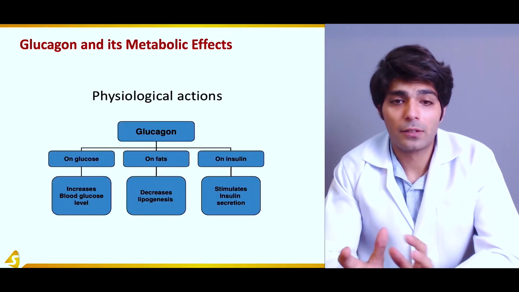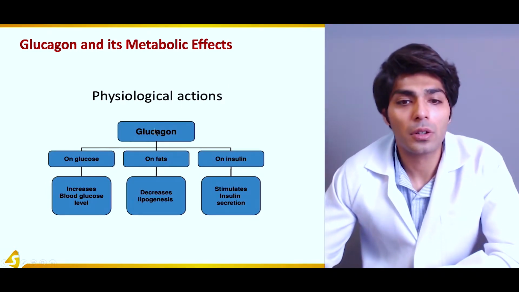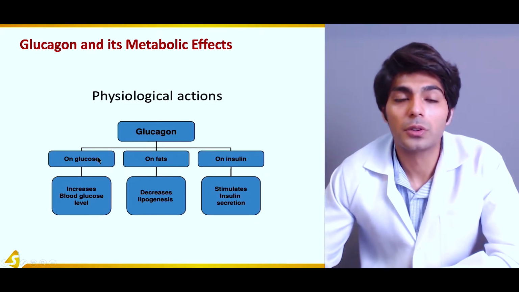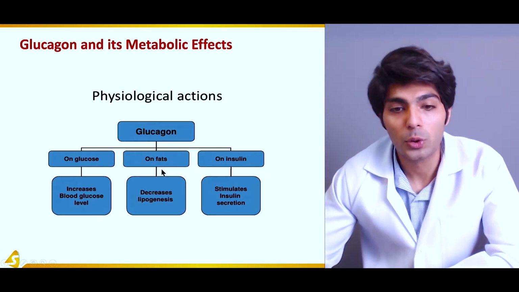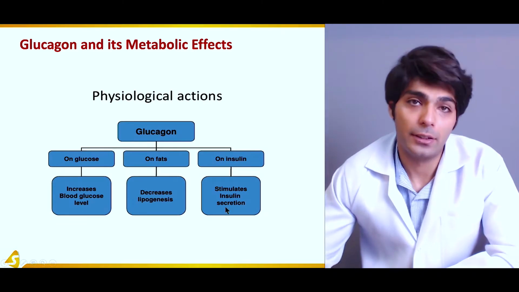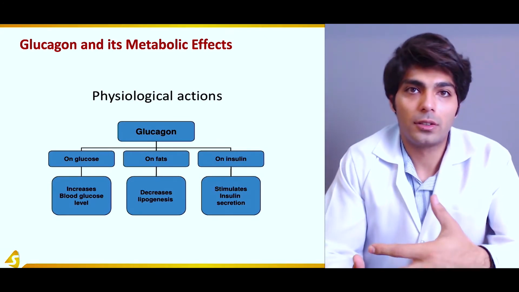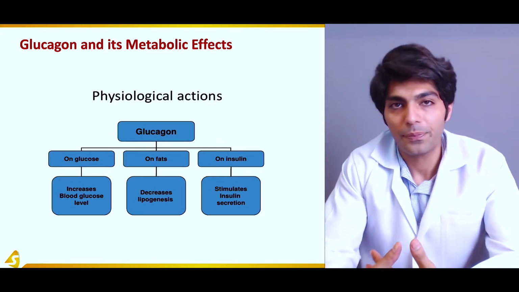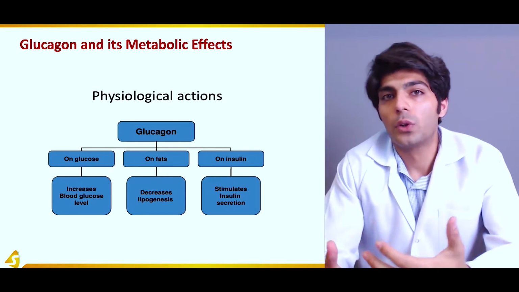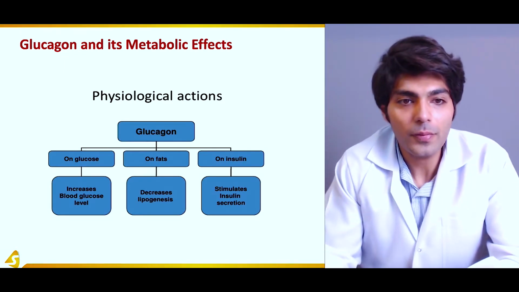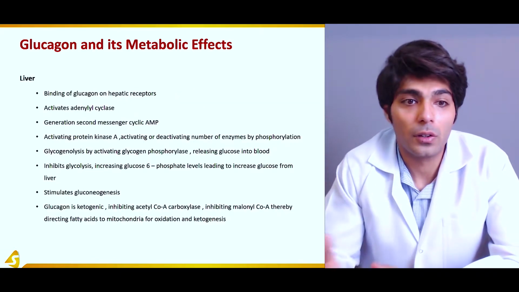So these are the physiological actions of glucagon that we are going to discuss. Glucagon increases the blood glucose level. On fats, it decreases lipogenesis, and on insulin, it stimulates insulin secretion. So it totally antagonizes the effects of insulin. It is a catabolic hormone, whereas insulin is an anabolic hormone. So there will be catabolic effects on the liver, on the fats, and on the adipose tissue.